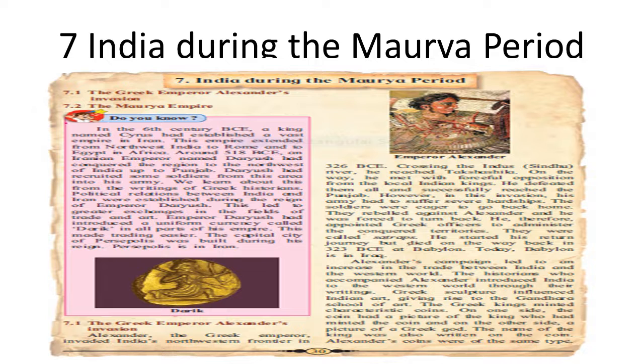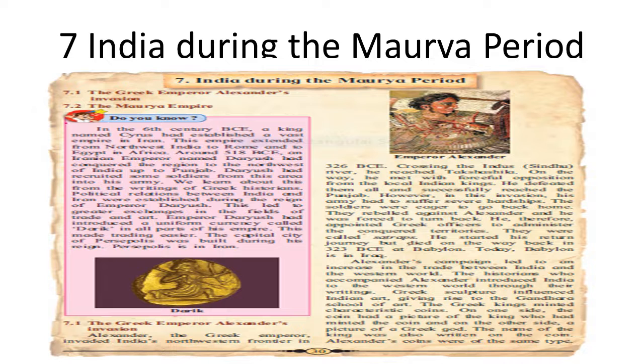However, in this invasion, his army had to suffer severe hardships. Severe means many hardships. The soldiers were eager to go back home. They rebelled against Alexander. They wanted to go back, so they told Alexander that they wanted to turn back home.